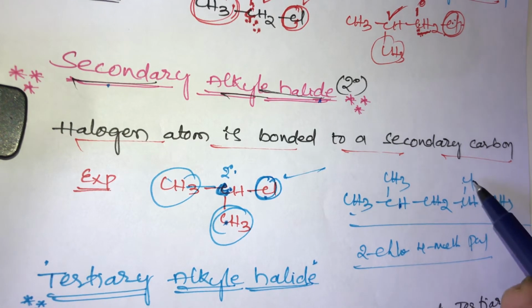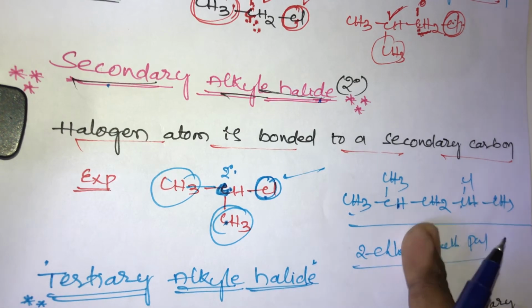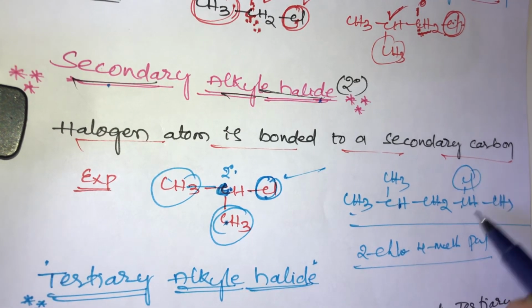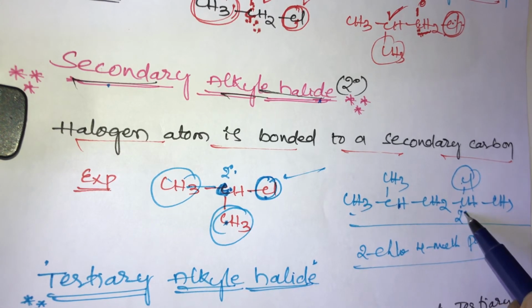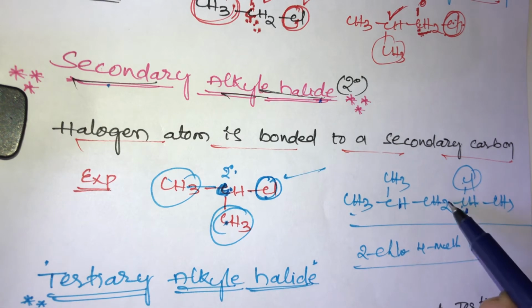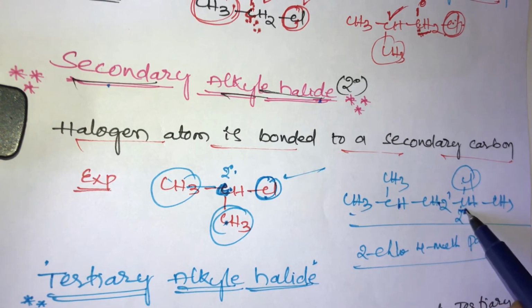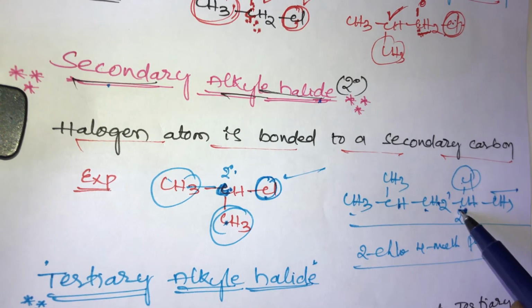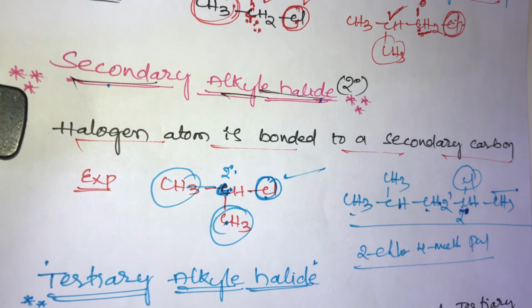This chlorine belongs to a secondary alkyl halide. This example belongs to secondary alkyl halide examples. So here this chlorine is attached to the secondary carbon. This is the secondary carbon. Why? Because this carbon is attached to two other carbons, one is the left side carbon and one is the right side carbon. So it is connected with only two other carbons. That's why it is called a secondary carbon.